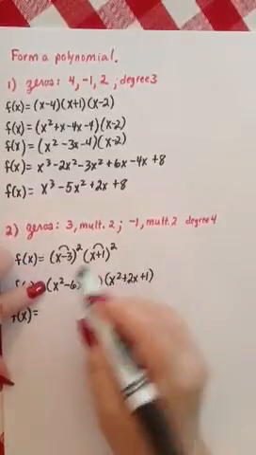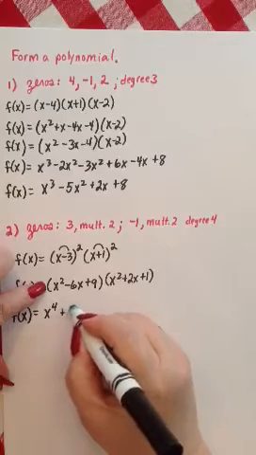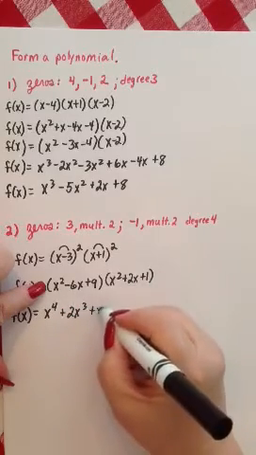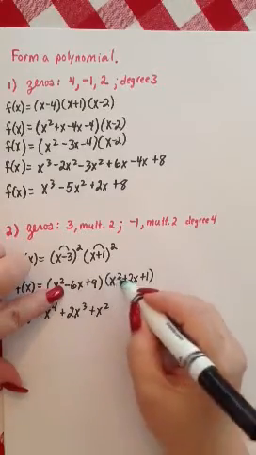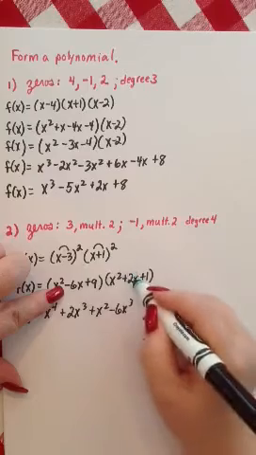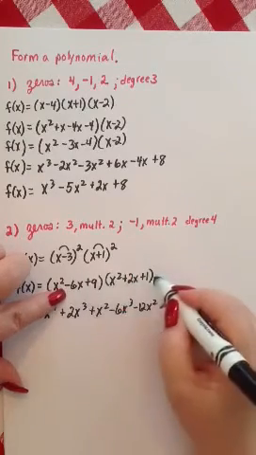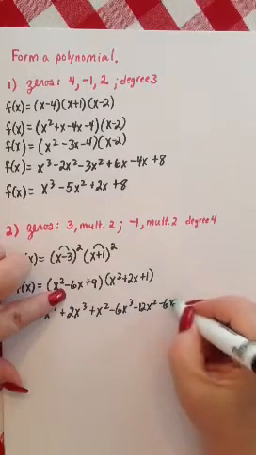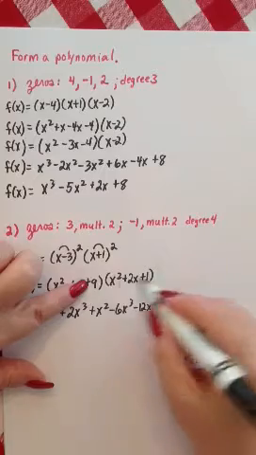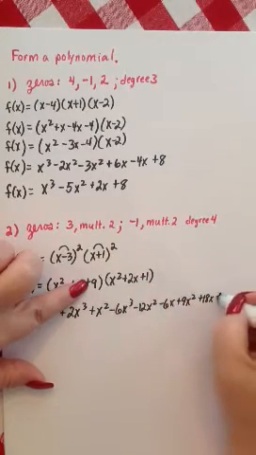So x squared times x squared is x to the fourth. X squared times 2x is 2x cubed. X squared times 1 is x squared. -6x times x squared is -6x cubed. -6x times 2x is -12x squared. -6x times 1 is -6x. 9 times x squared is 9x squared. 9 times 2x is 18x. 9 times 1 is 9.